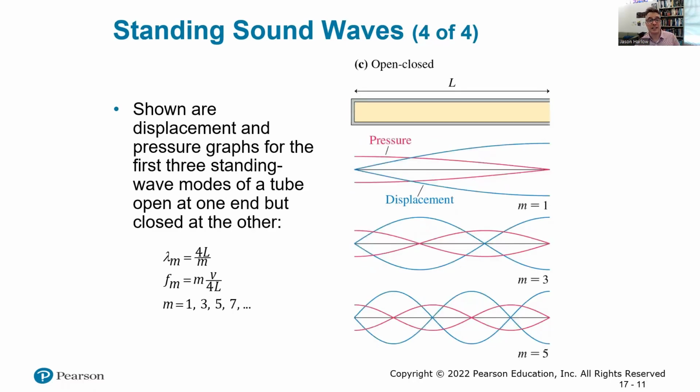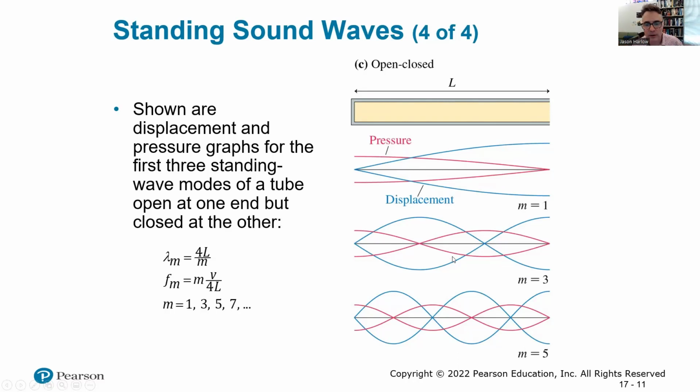What's really different and interesting is an open-closed tube, which is something you'll be using in your experiment this week. You'll open one end and the speaker at the other end forms a closed end. In this case, you form an antinode at one end and a node at the other. And what that means is that now lambda is 4L over m. So the wavelength here is 4 times the length of this tube for the lowest mode.